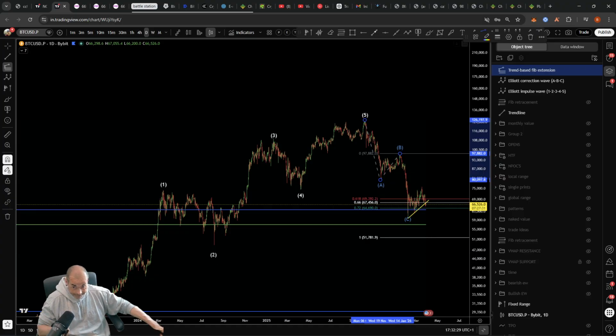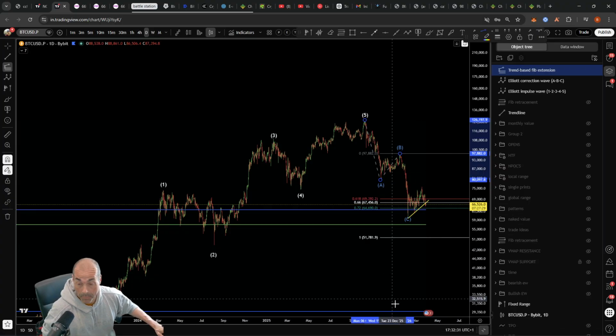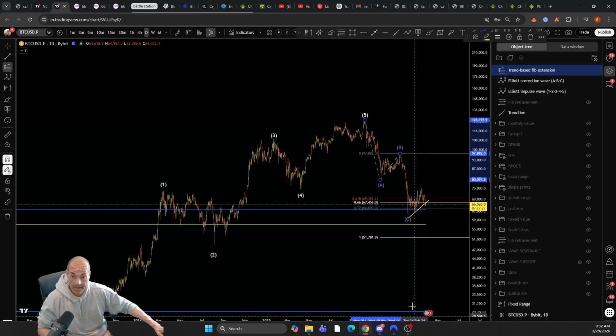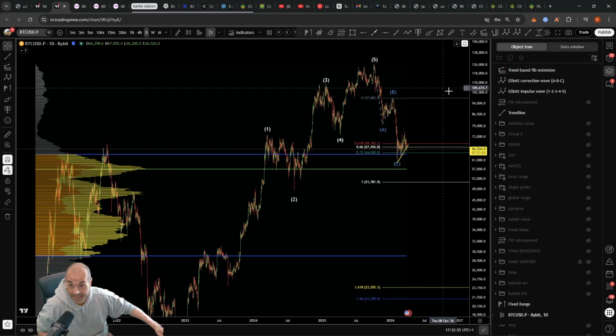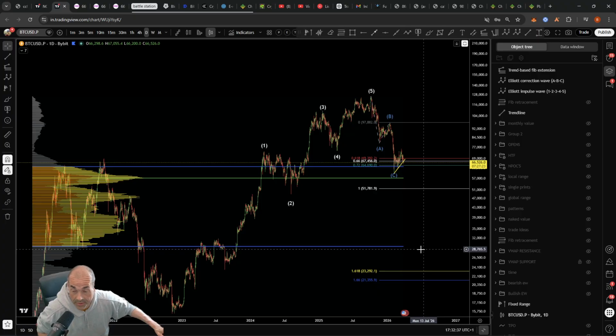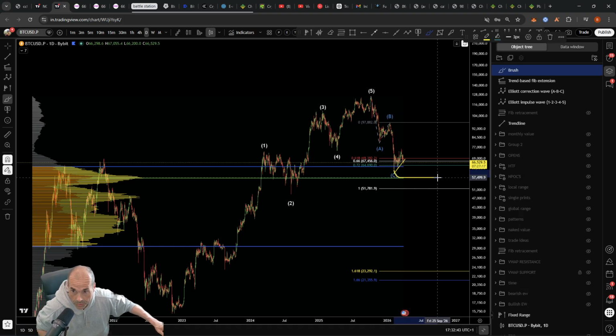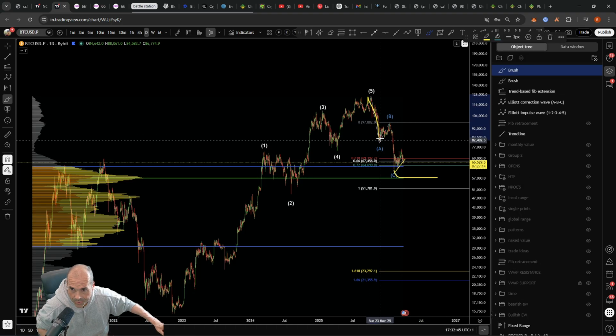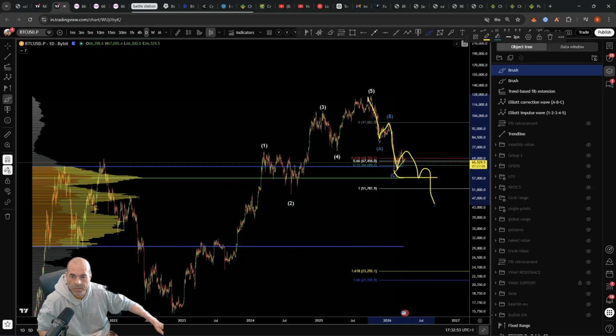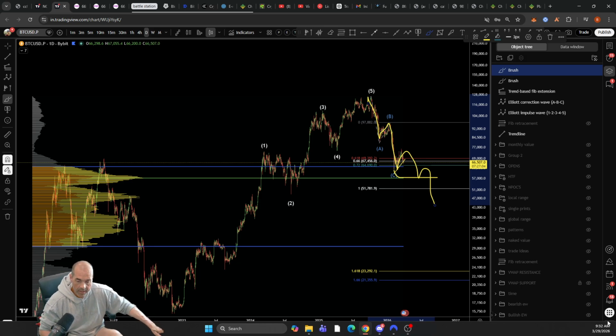If this is the bottom. But if this is not the bottom and we still go down, then we could expect that maybe we come down here and tap that point of control. Symmetry-wise, that would give you the backtest of the value area high, and then you're looking at much lower prices. It all kind of depends.